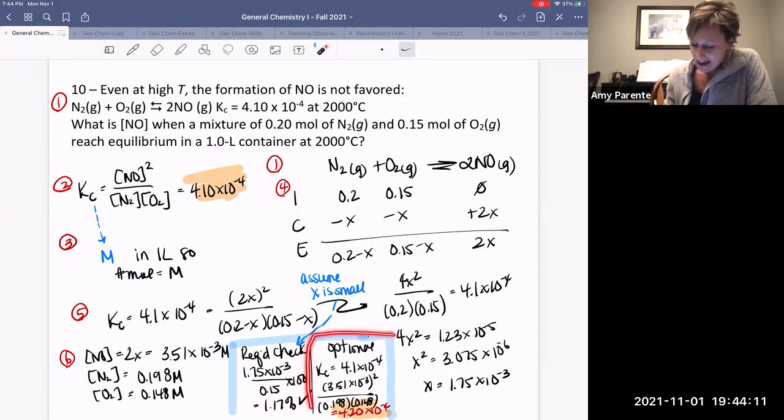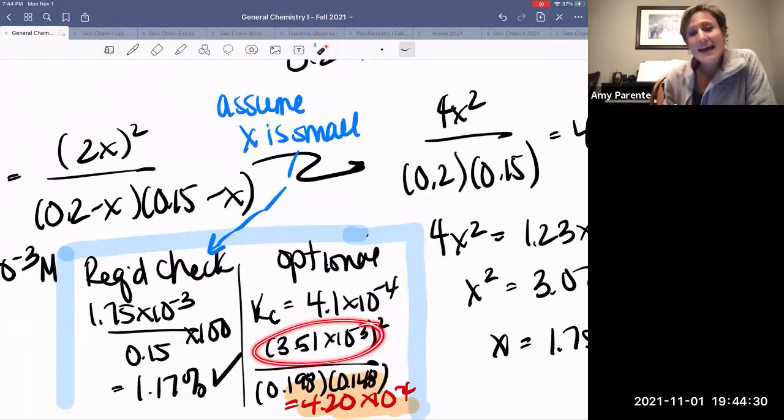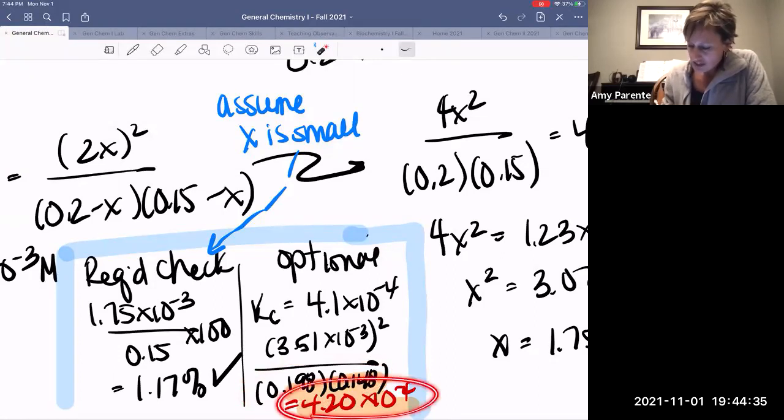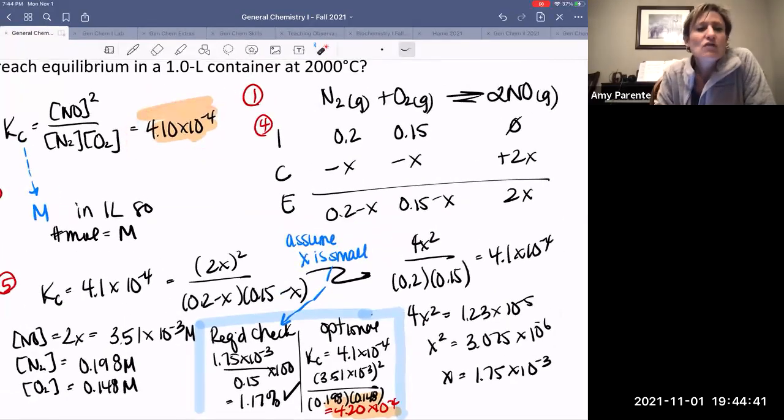Again, this is highlighting the optional piece. If you want to do that check, put your values back into your equilibrium expression. So I'm going to put my concentration of NO in there and I'm going to square it. So that's this piece here. Let me zoom this in because this is probably tiny for you guys. Put my NO concentration in and square it. And then it's the product of those other two. And I should get something that is within error. And we can see it's within error of what my starting equilibrium constant was.